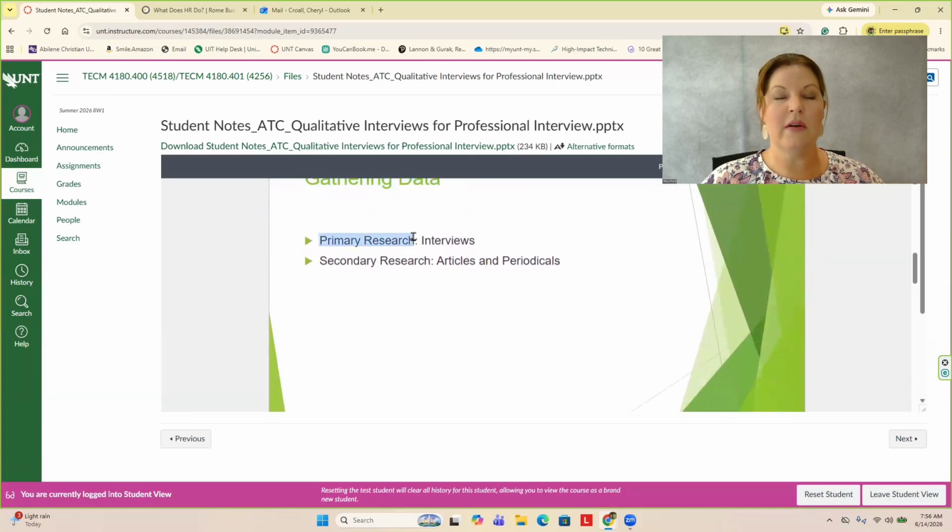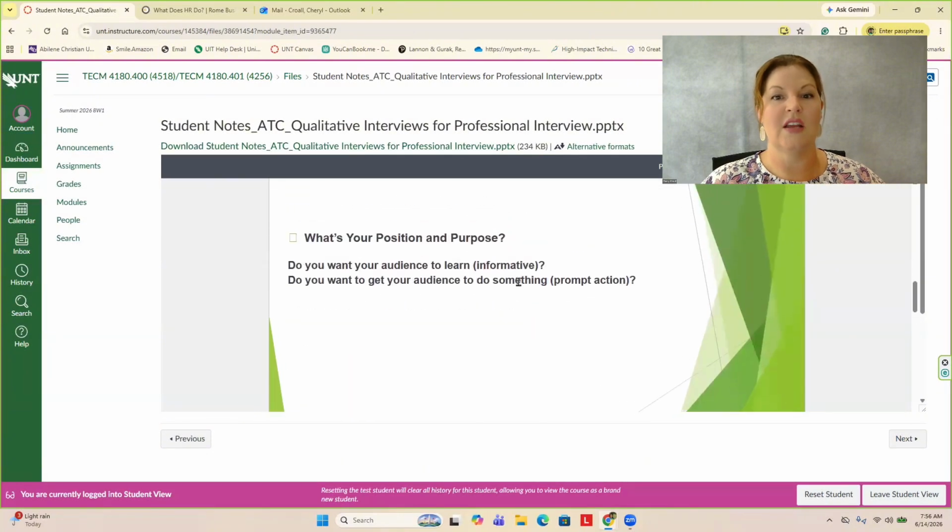So first, primary research. You're the actual researcher doing the research yourself. So one way to do that is through interviews. And then secondary research. This is when you're using the research that someone else has done in your work to support your work, such as articles, periodicals, things like that.